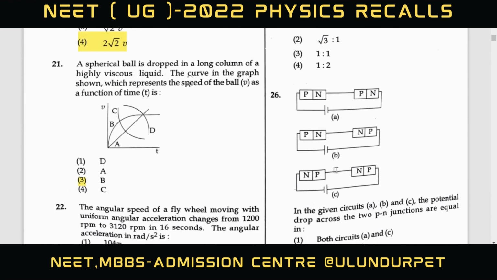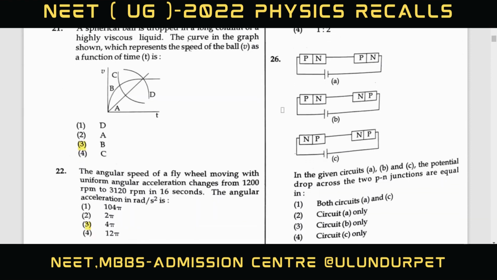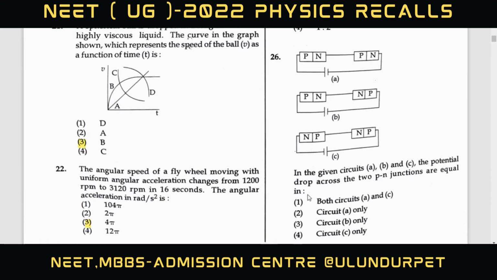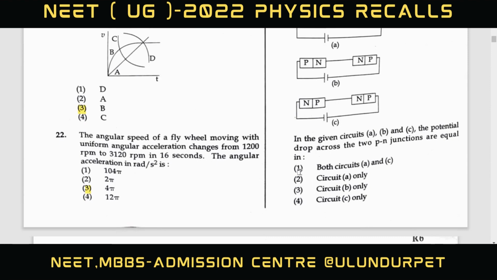26. In the given circuits A, B, C, the potential drop across the two P-N junctions are equal in? The answer is option 1, both circuits A and C.